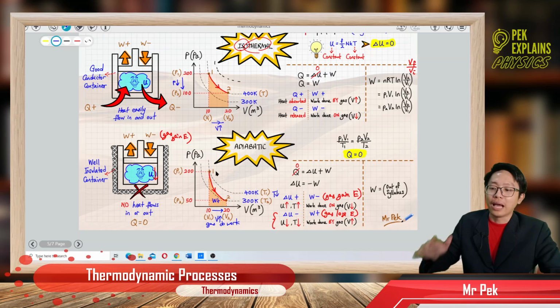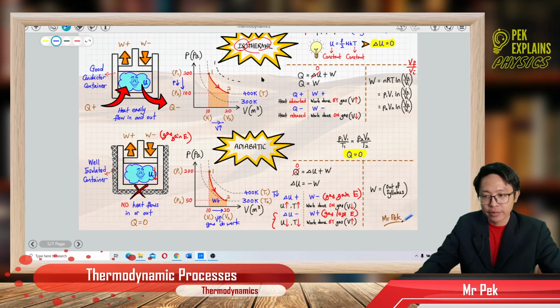So that's why the adiabatic curve is steeper compared to the isothermal line, because the adiabatic process uses up its own internal energy to do the work. Its internal energy will decrease and its temperature will decrease to a lower isotherm line. Okay, that's the meaning and comparison between the isothermal process and the adiabatic process.